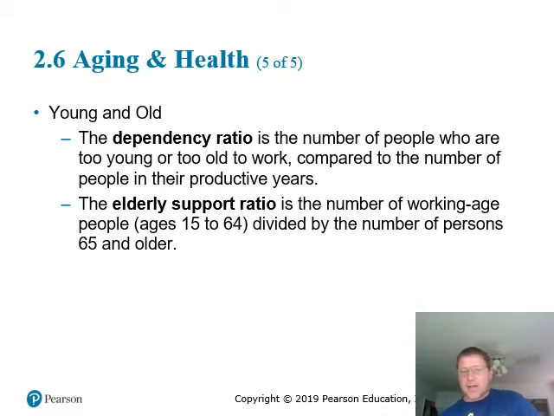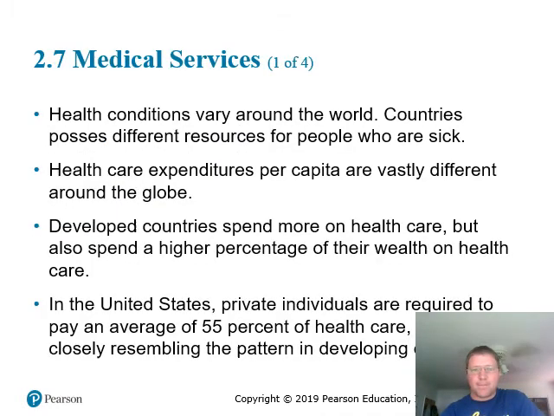Then the dependency ratio: how many people are too young or too old to work compared to the number of people that are working. They assume that you're going to work from 15 to 65. So how many people in that range are working, because they're the ones that are going to have to support the young, and they're the ones that are going to have to support the elderly. For the elderly, we're looking at how many people are working versus how many people are older. That can cause issues with taking care of the elderly as well.